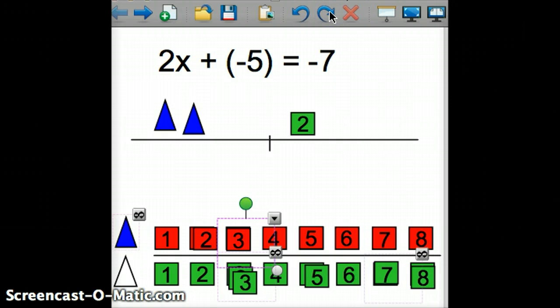When I do this, 7 minus 5 gives me a negative 2. So I've got 2x equals negative 2. So each x equals negative 1. That's it for lesson 18.